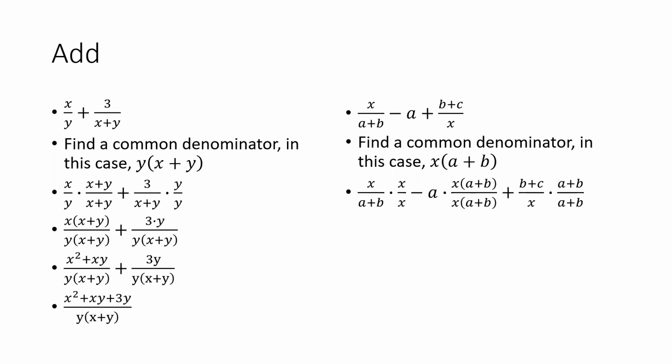Okay? The second one, it's missing the whole thing. It's missing x times the quantity a plus b. It has no denominator. So you multiply x times the quantity a plus b over itself. Right? And the third term, b plus c over x, it's missing the a plus b. So you multiply that by a plus b over a plus b.